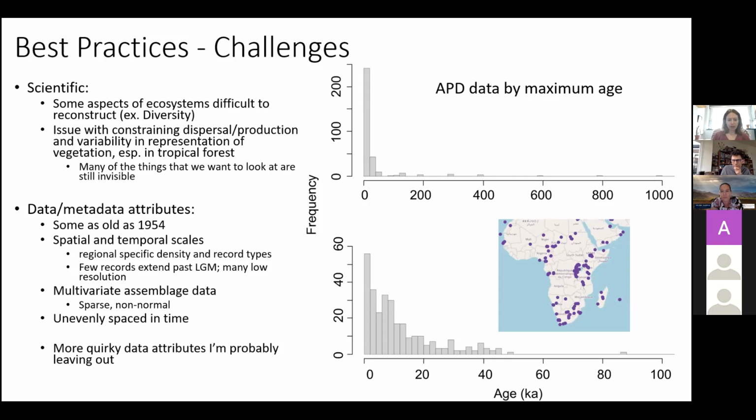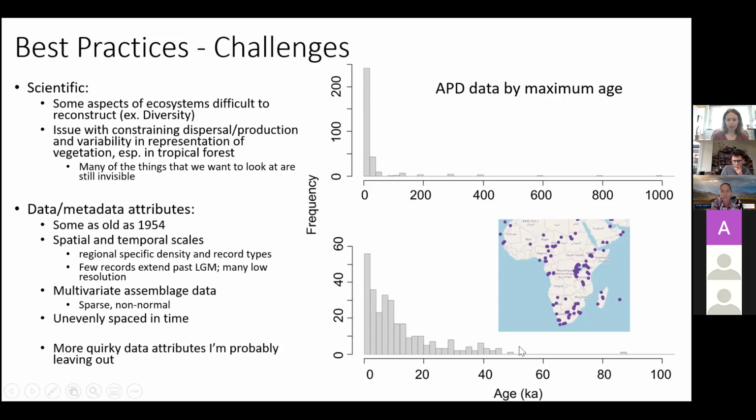Spatial and temporal scales really vary. You can see from this map of our APD holdings that we have a lot of records from South Africa, a lot of records from East Africa, and a smattering of things in West and North Africa. But it's not a perfectly continuous sampling in space, and neither in time either.